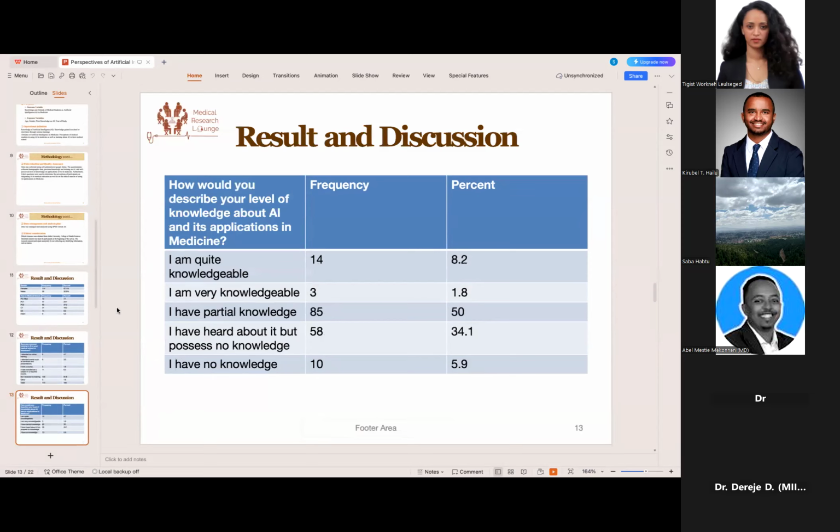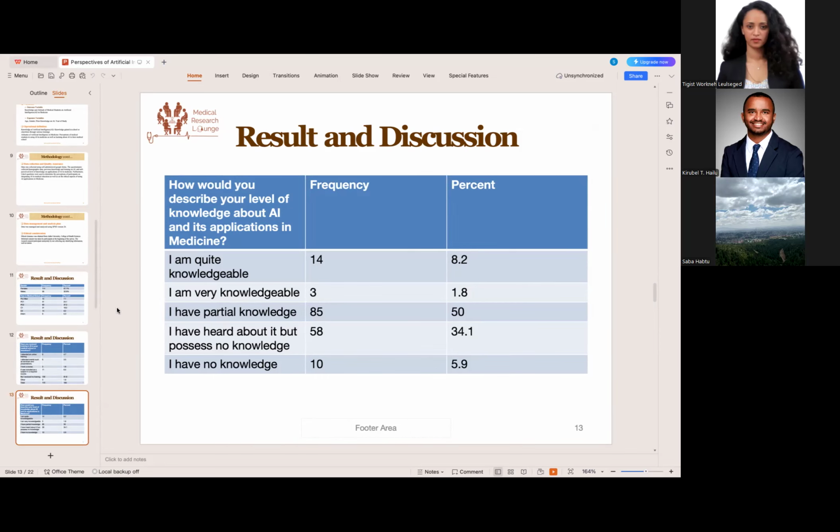And regarding their self-perceived knowledge of AI and its applications in medicine, less than 10% said that they were knowledgeable on AI in medicine, and around 34% said they have heard about AI in medicine, but they possessed no knowledge about it. And around 6% reported that they had no knowledge of AI and its applications in medicine.